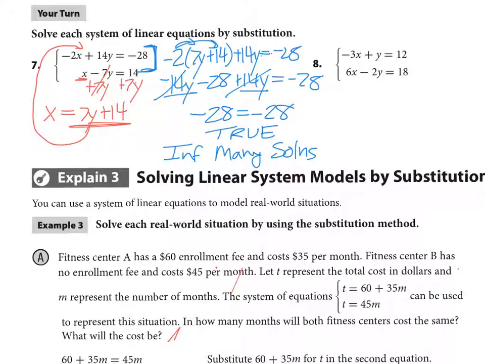So what I would like for you to do is to try number 8 here on your own. I'll give you a minute to do that. You can pause the video and then go back and check.